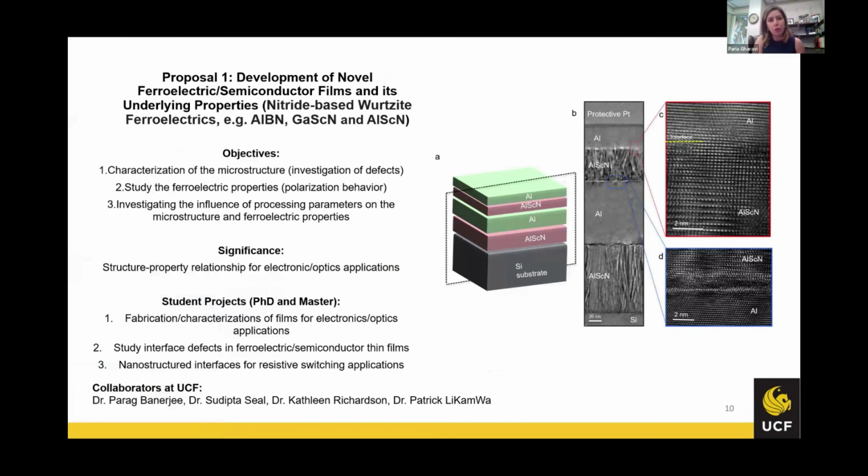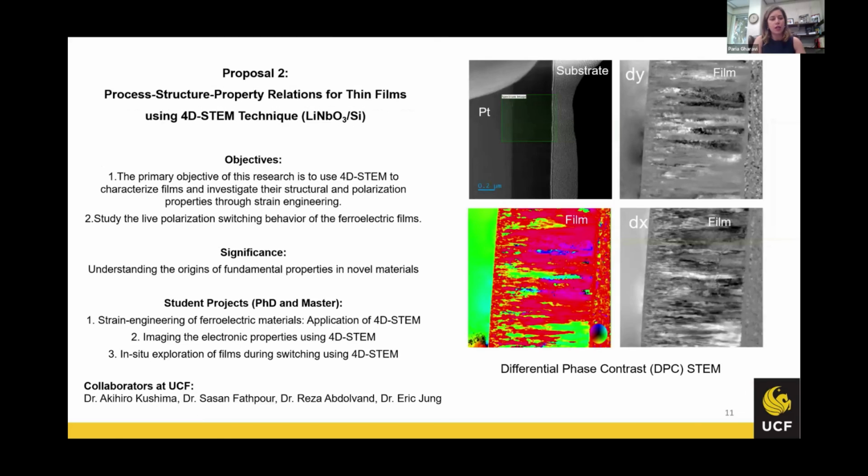So we have 3 proposals. First of all, development of new ferroelectric materials like ALSCAN, and have a good understanding of the structure-property relationship for them. The second one is focused on the 4D S-TEM technique, specifically to see how the strain is distributed through the system. I proposed some different projects for my future PhD and master students, and the significance of this proposal is understanding the origins of fundamental properties in novel materials.